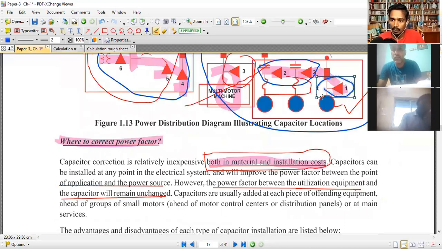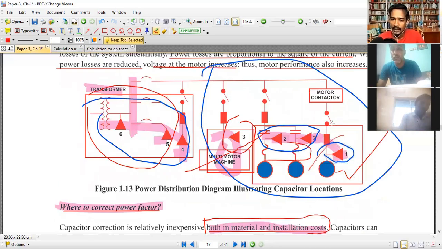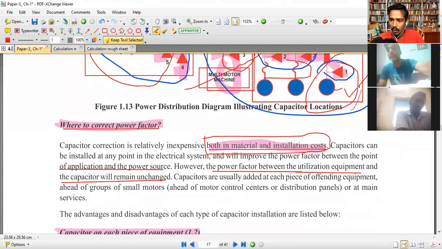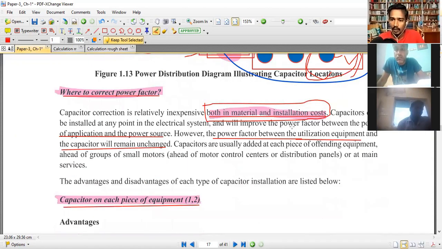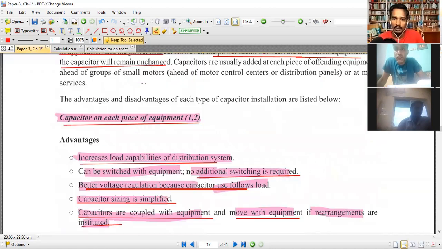Total power factor from the source end also improves, and the load voltage also improves. However, the power factor between the utilization equipment and the capacitor remains unchanged. Capacitors are usually added at the offending piece of equipment, at a group of small motors, at a central distribution point, or at the main service. The plan may be a group motor, an individual motor, or the source.